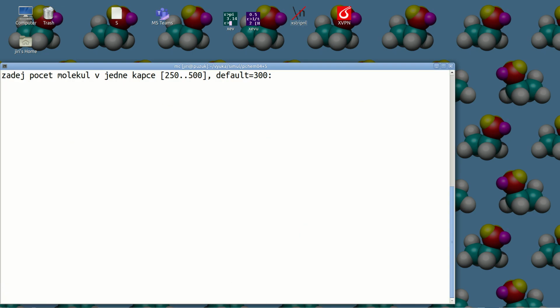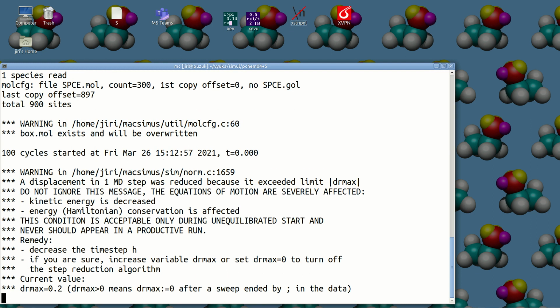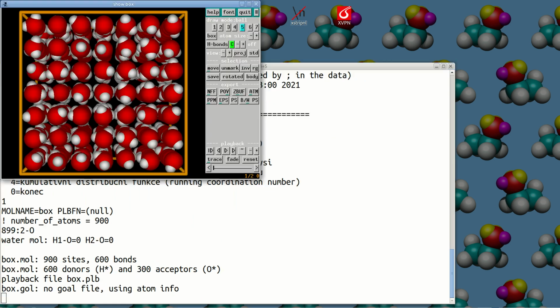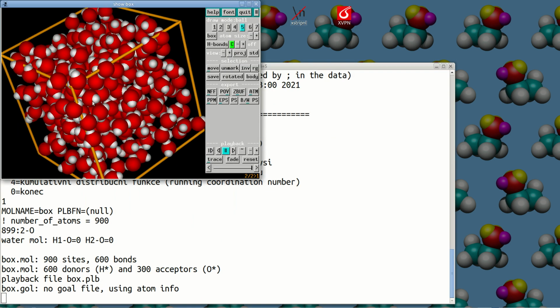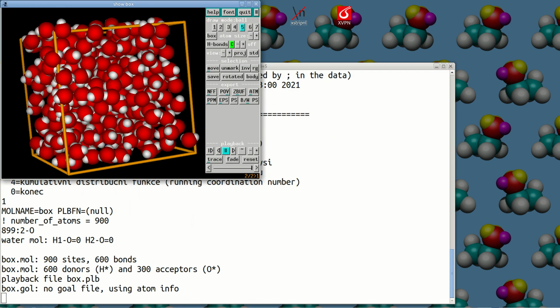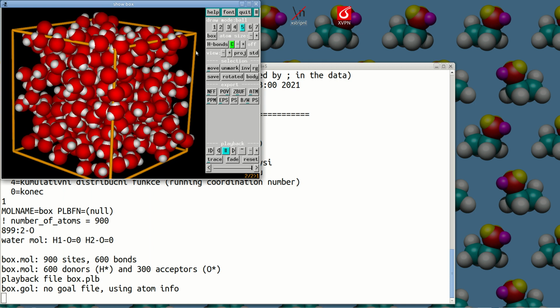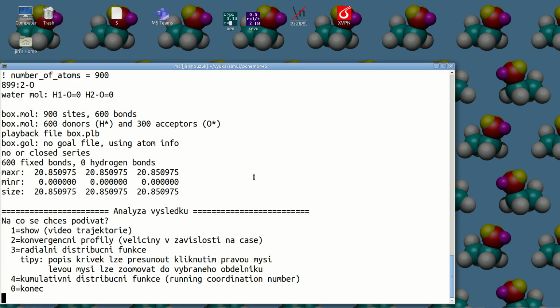So let's use 300 water molecules, temperature let be 270. This water will not freeze. And let's start. And what we are getting is just a cube. It's not necessary to be terribly well equilibrated, because we will continue.